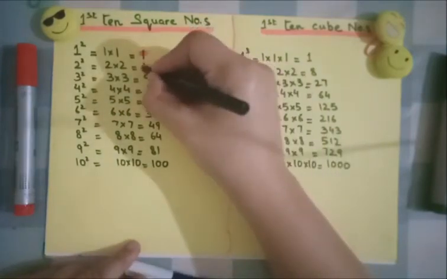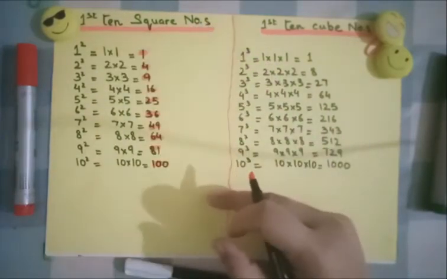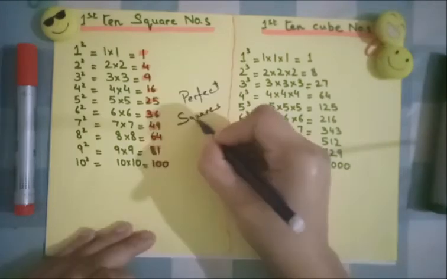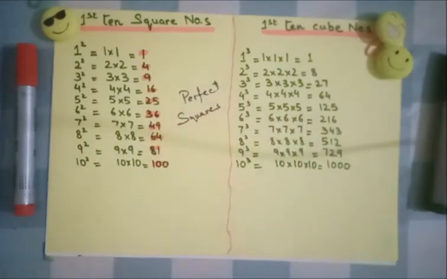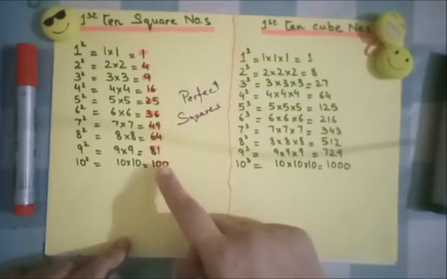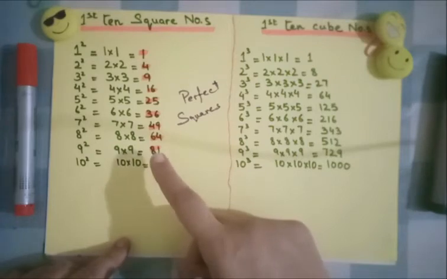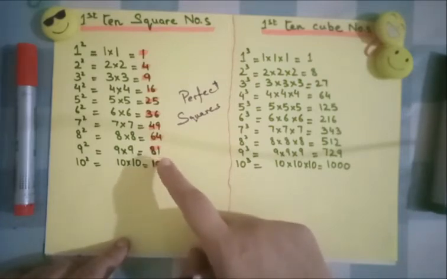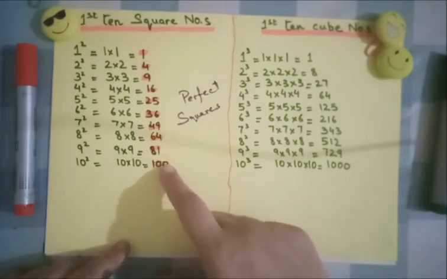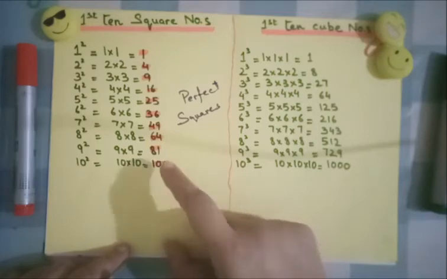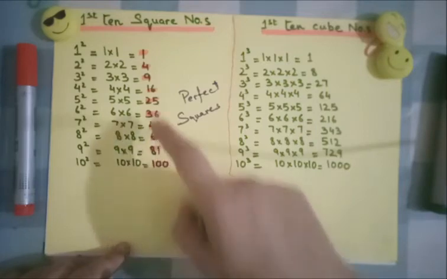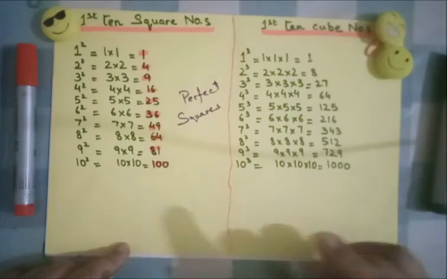So these numbers which I have highlighted are called perfect squares. Why are they called perfect squares? Because when we find their square roots, they will give us an exact whole number. We won't have any radical if we find the square root of these numbers. So these are important to learn.